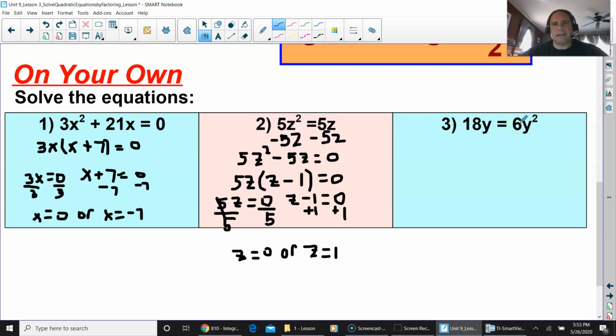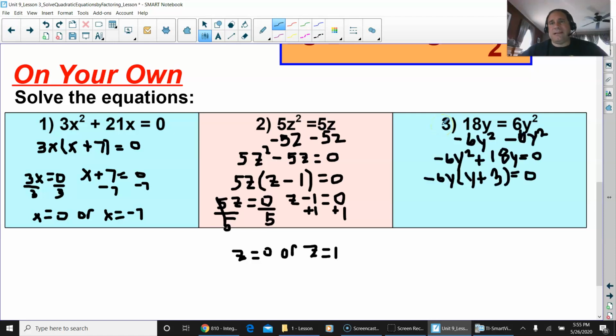Remember, this is not in standard form. And just a little hint, you see this 6y squared? It's okay to bring this 18y over to the right side. You don't have to bring the 6y squared over and make it negative. It's up to you, but either way, it has to be written in standard form, equal to 0. Go ahead and solve algebraically, then you can check on your calculator. Press pause and try this problem now.